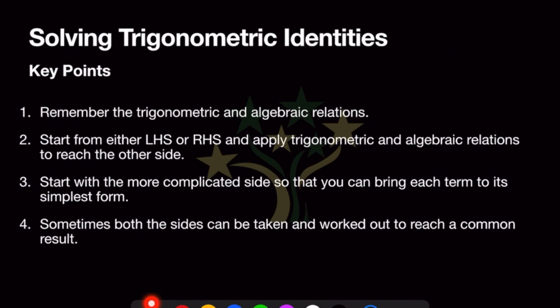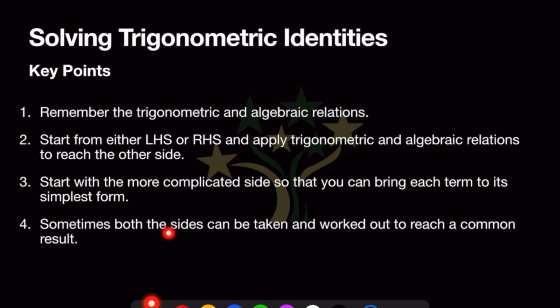Now, you should understand that you can either start from LHS or RHS and apply the trigonometric and algebraic relations to reach the other side. And the third one is, it is better to start from a more complicated side. Why is it important? The more complicated side will give you the benefit to bring each term to its simplest form. For example, if you have tan, you can simplify it to sine by cos.